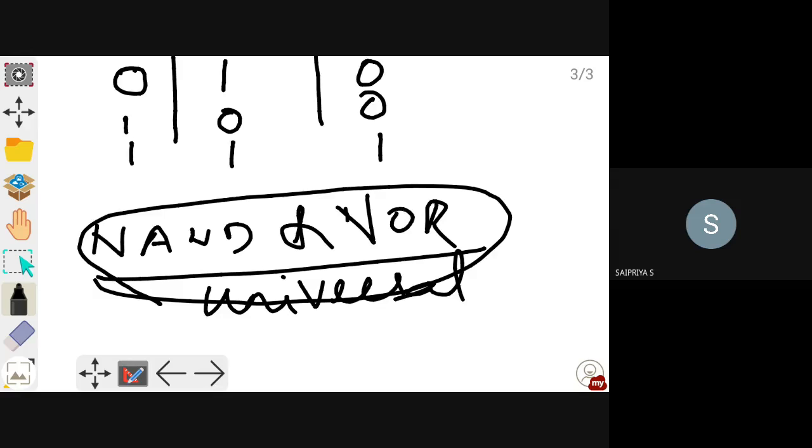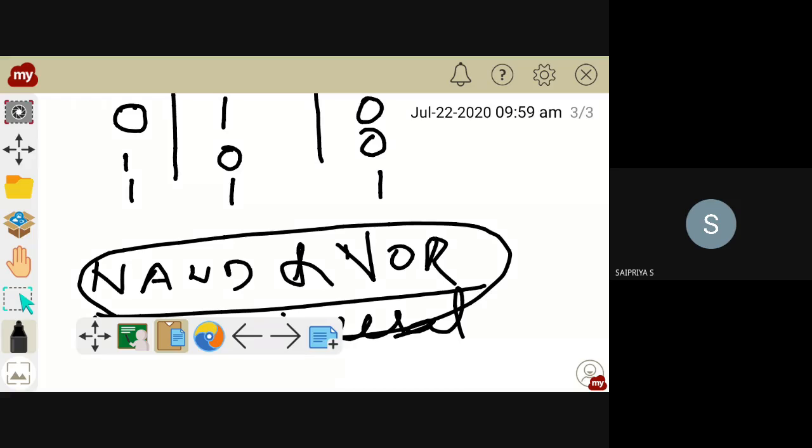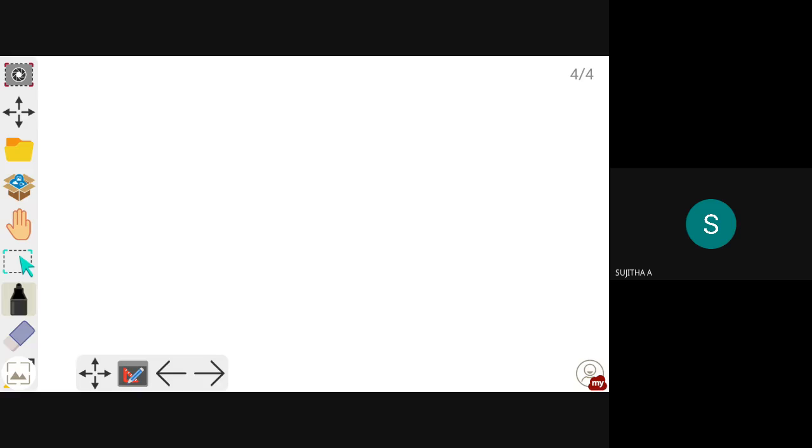Is it clear about logical gates, basic gates? Is it clear or not?